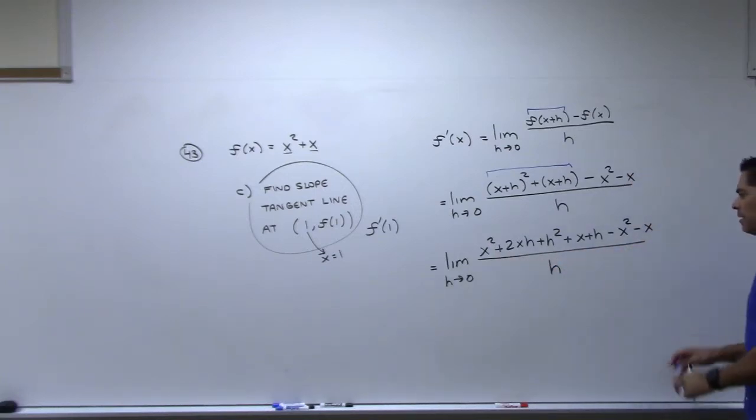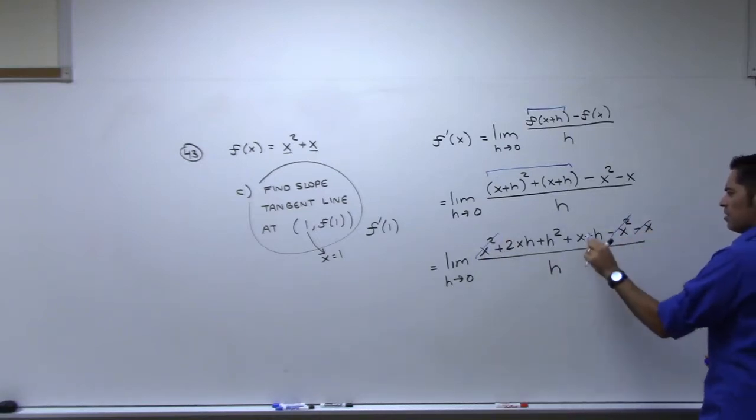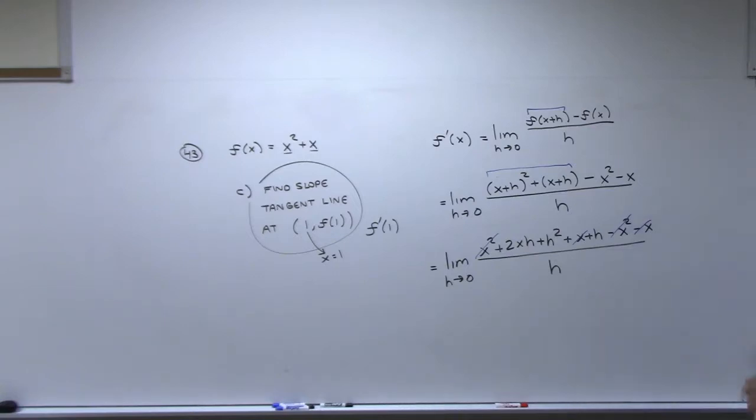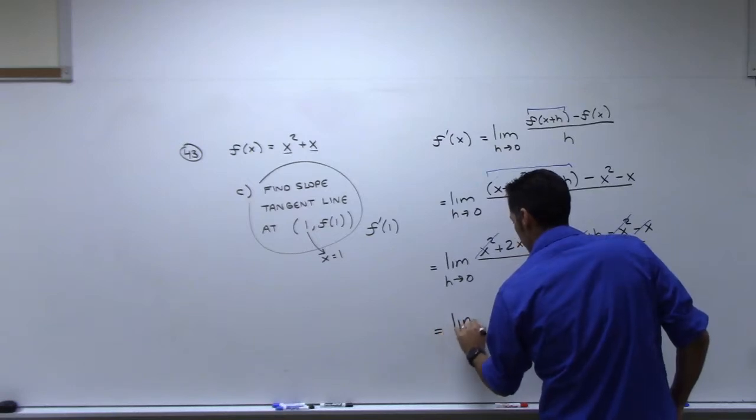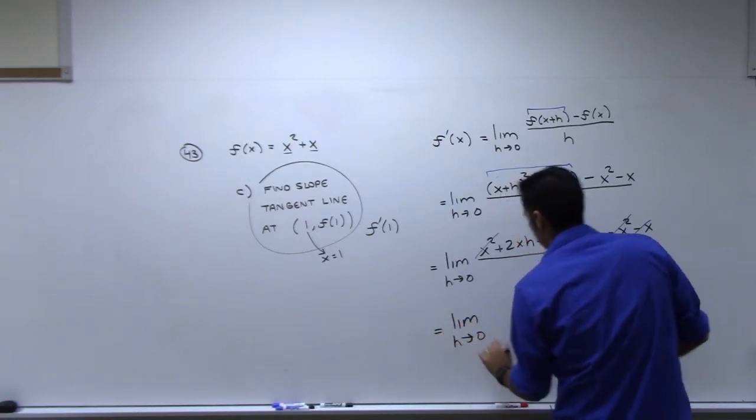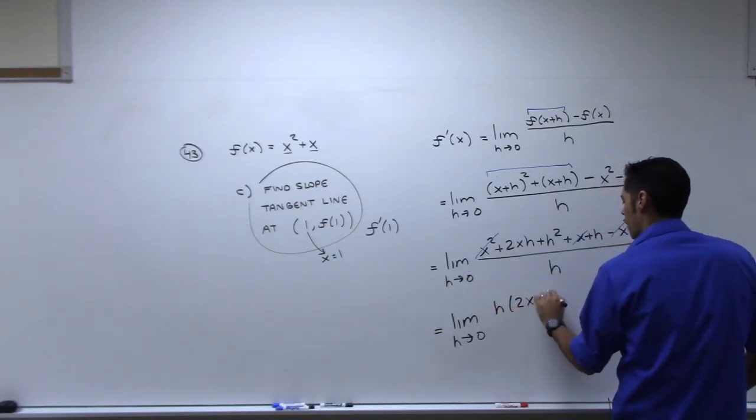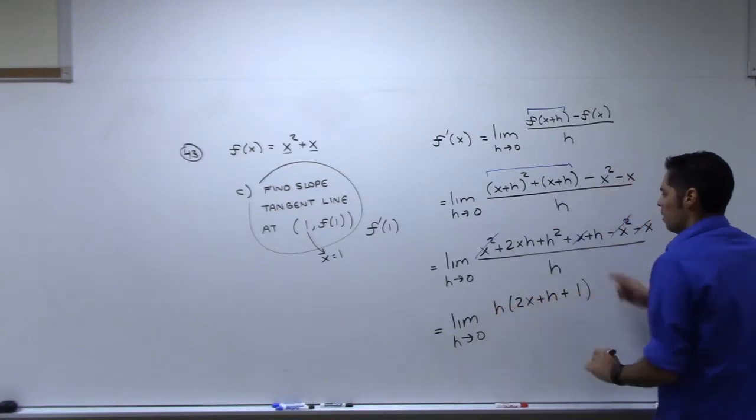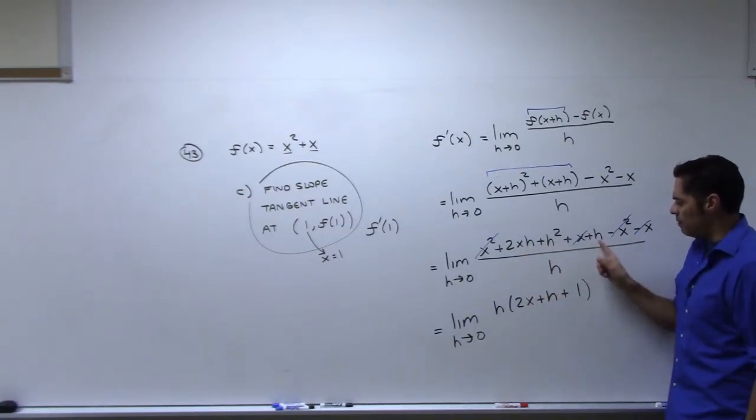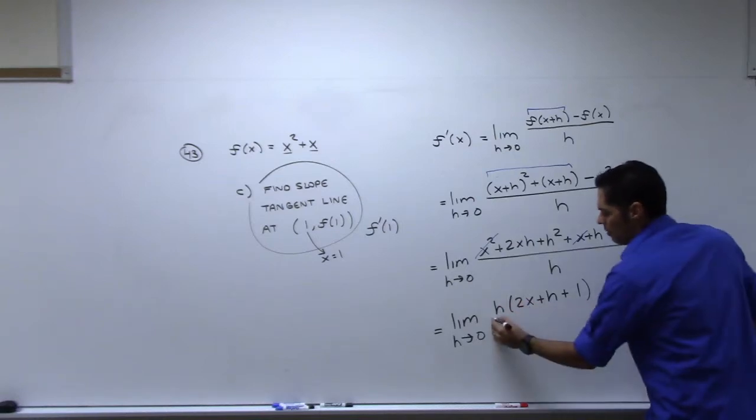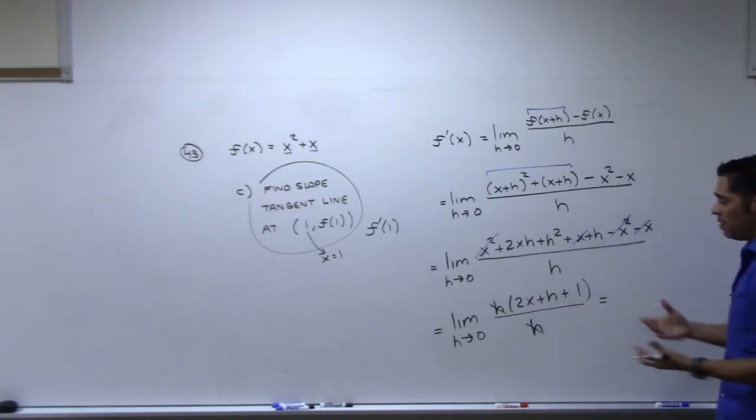Good things should happen here. X squared's gone. This x is gone. Everything else is okay, but they all have h's in them. So watch this. I'm going to skip another step. Since they all have h's in them, I'm going to go ahead and factor that h out now. So I pull an h out of this, I'm left with 2x. Pull an h out of this, I'm left with h. Pull an h out of this, I'm left with 1. So there's the h that came out, all over h. Cancel.